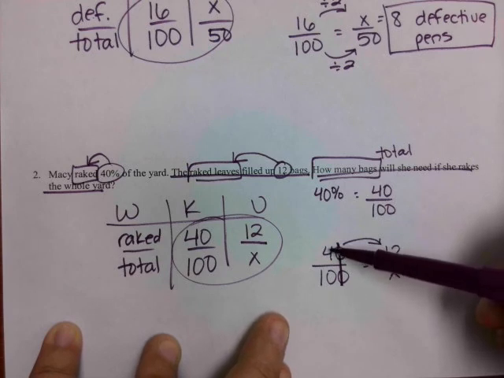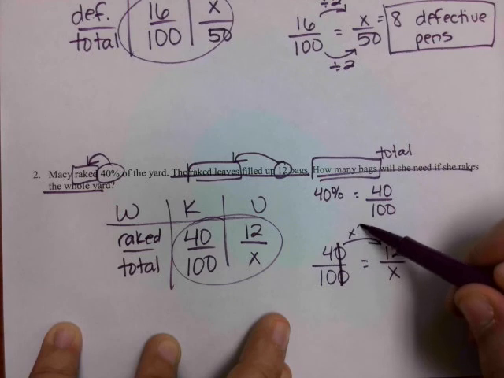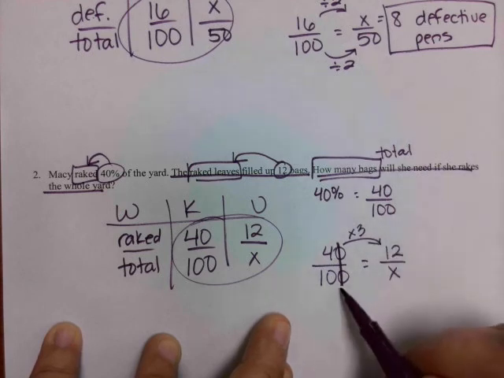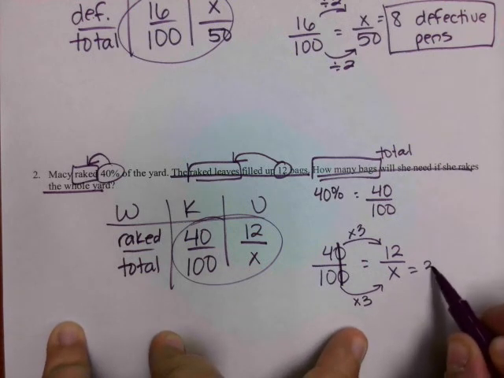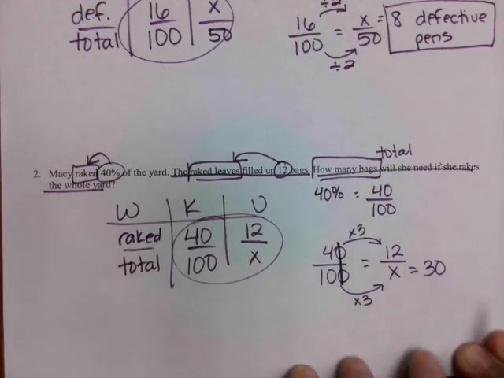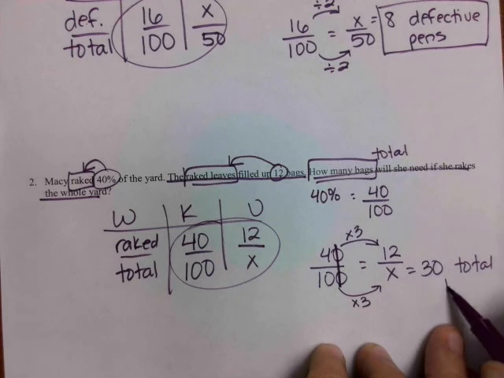And now I see there's a relationship from 4 to 12. 4 times 3 equals 12. Same thing here, 10 times 3 gives me my answer of 30. Remember, whatever you do to one side, you have to do the same exact thing to the other side. So this answer is 30 total bags.